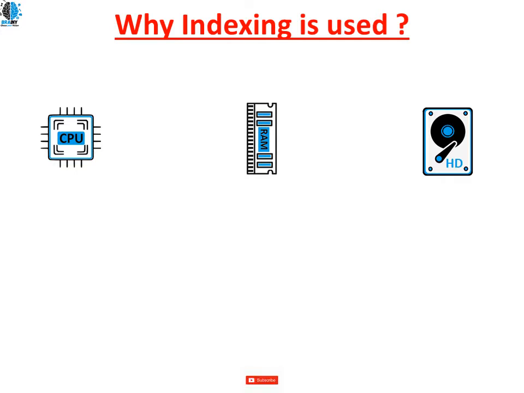Coming to the processor, where the actual processing of the data takes place, its speed is very high. It can process millions of instructions per second, and the speed of the CPU is measured in hertz. Its capacity is low, because every processor has a certain capacity and can handle only that many instructions, but the speed of handling those instructions is very high.